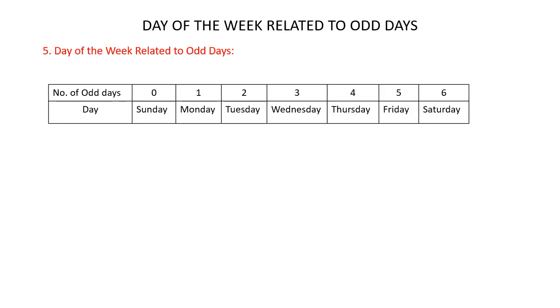Let's move on to the next concept, which is day of the week related to odd days. So if number of odd days is 0, then the day will be Sunday. If the number of odd days is 1, then day is Monday. Number of odd days is 2, day is Tuesday. The number of odd days is 3, it's Wednesday. Number of odd days is 4, it's Thursday. Number of odd days is 5, it's Friday. Number of odd days is 6, it is Saturday. Remember and be perfect with this table.